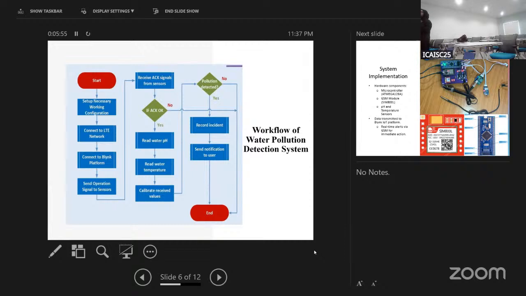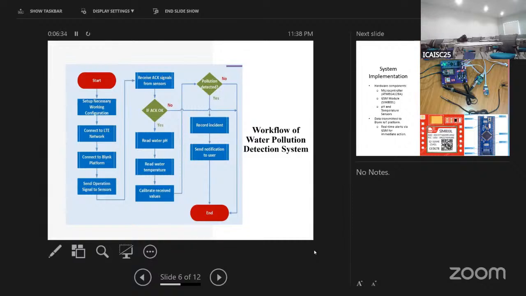for all the observations to be communicated to the end users so that they can do some decision making according to the situation. Then operational signals are sent to sensors, and they will receive the acknowledgement signals from sensors. Once the acknowledgement has been received, the water pH level will be read, water temperature will be read, and conductivity as well. These values will be calibrated and recorded for the next decisions, and a notification will be sent to the user.